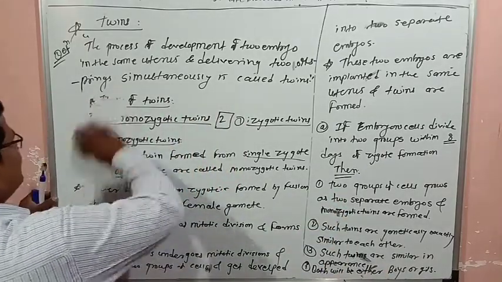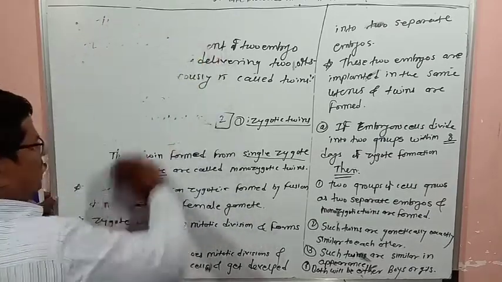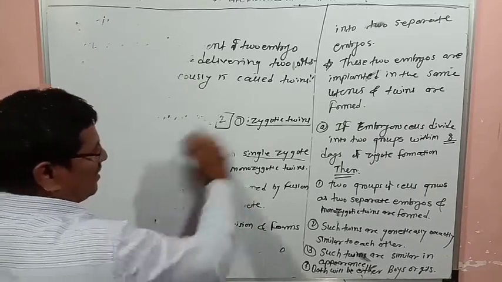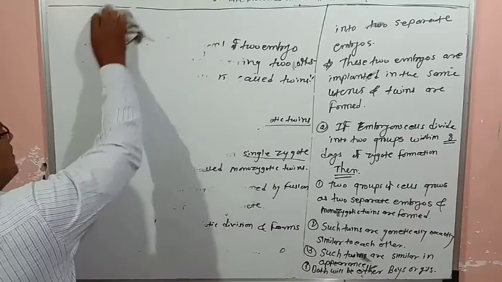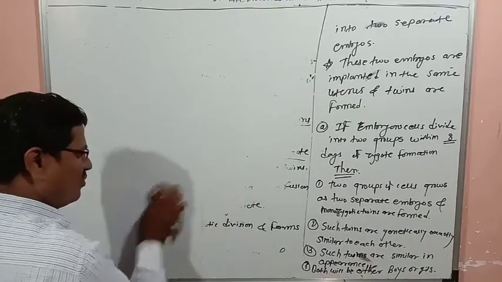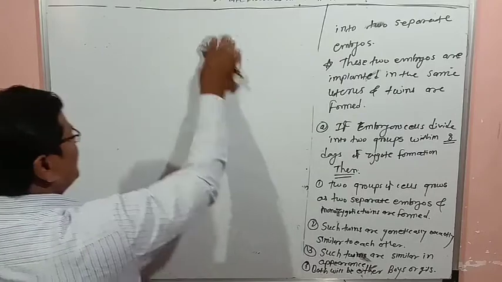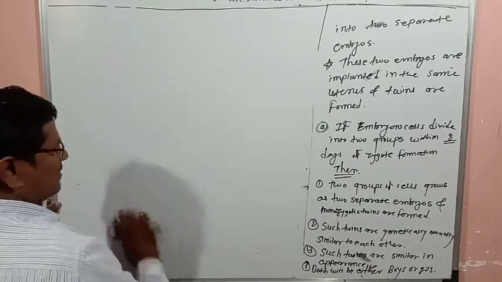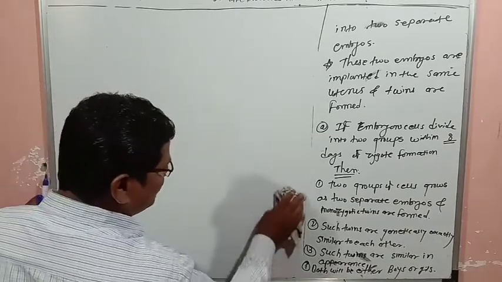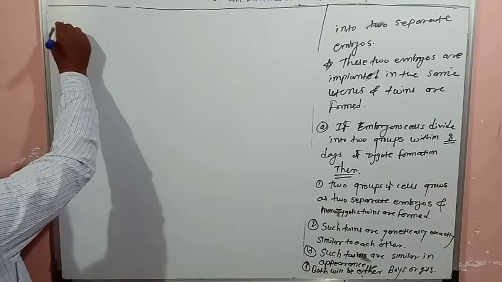So the next point we'll see. In this, only the B point is there, so which is the B point, that we'll see. If embryonic cells get divided into two groups after 8 days of zygote formation, then what is the possibility that we will see? If these embryonic cells get divided into two groups, next is B1.